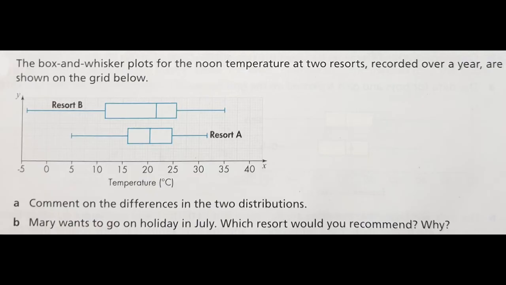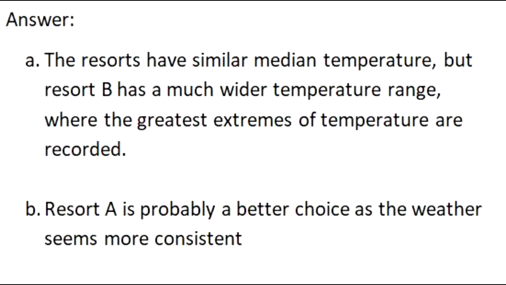The next question. The box and whisker plots for noon temperature at 2 resorts recorded over a year are shown in the grid below. Comment on the difference in the two distributions. Mary wants to go on holiday in July. Which resort would you recommend? Why? The answer for A.